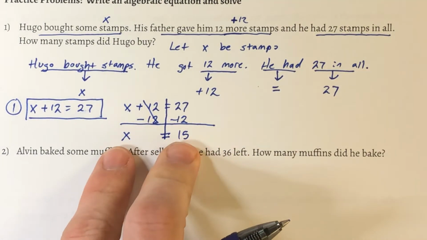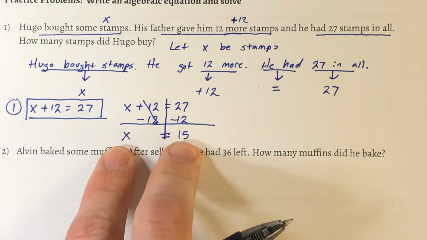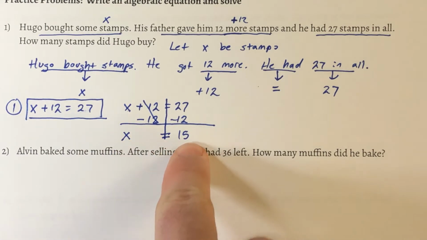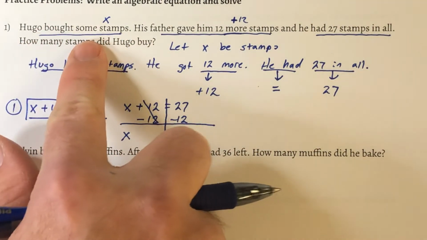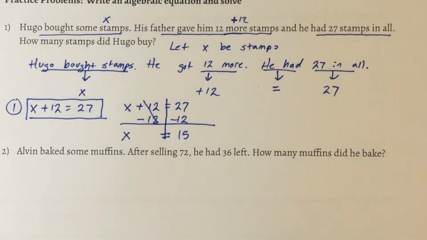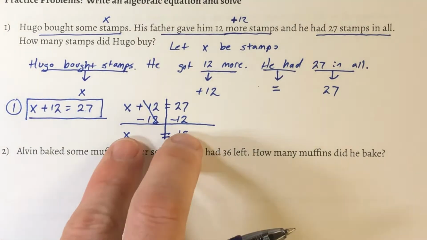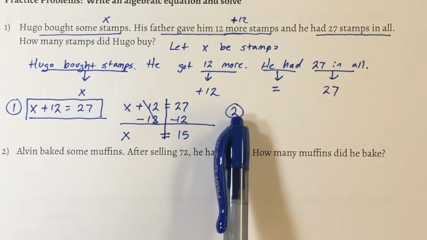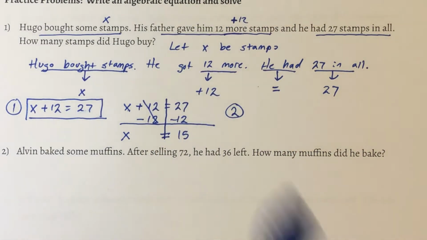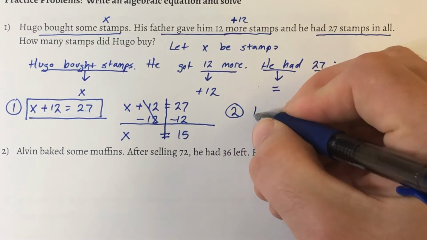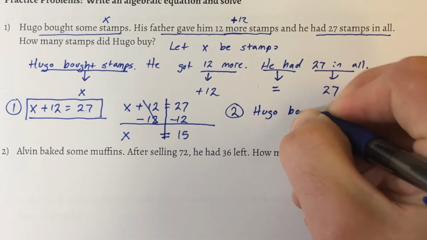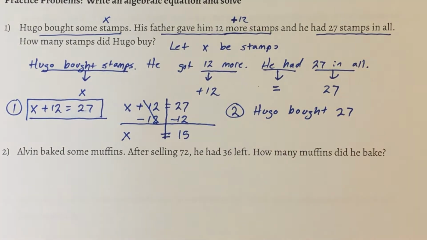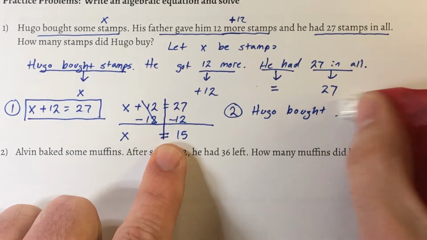Now, don't just assume 15 is going to be your answer. So let's check. x represents the number of stamps. So I just found out the number of stamps is 15. Is that what I wanted to know? How many stamps did Hugo buy? Yes, that's representative of what I want. So yes, I'm going to use this as my answer. Never assume that it's going to be. So second, I solved it, and I'm going to answer it. How many stamps did Hugo buy? Hugo bought 27, sorry, not 27, 15 stamps.